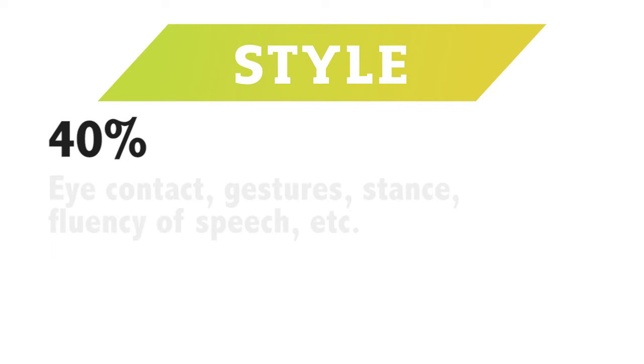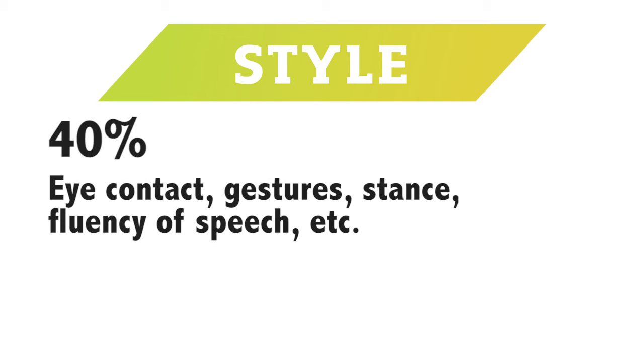The second area to be evaluated is style, which also counts as 40% of the score. Style includes eye contact, the use of gestures, maintaining a proper stance, and fluency of speech. These are all important aspects of communication that are weighed heavily in the World School style of debate.